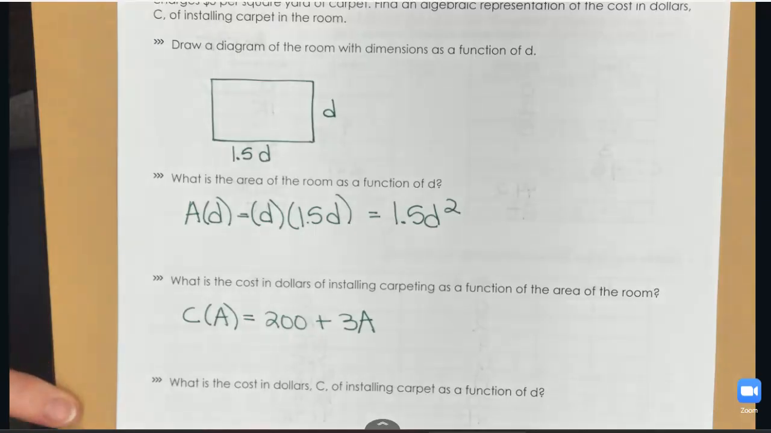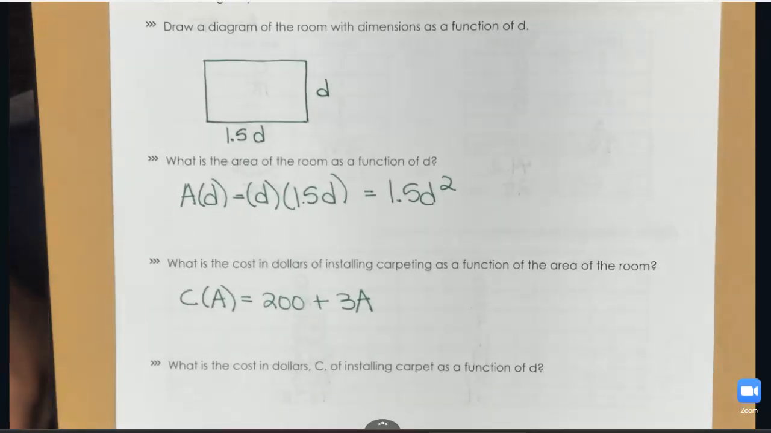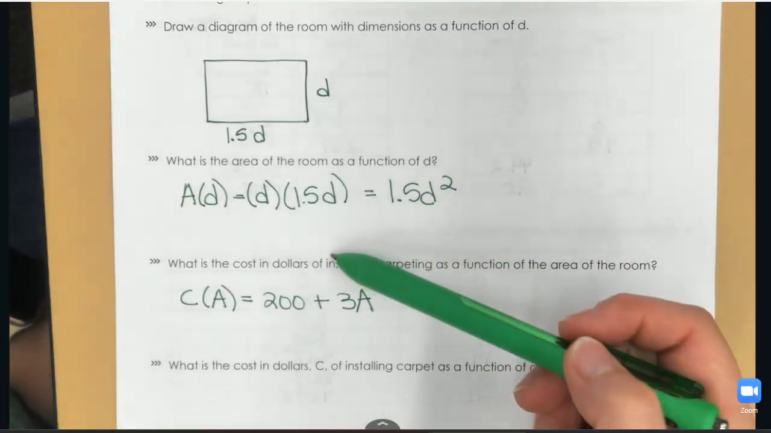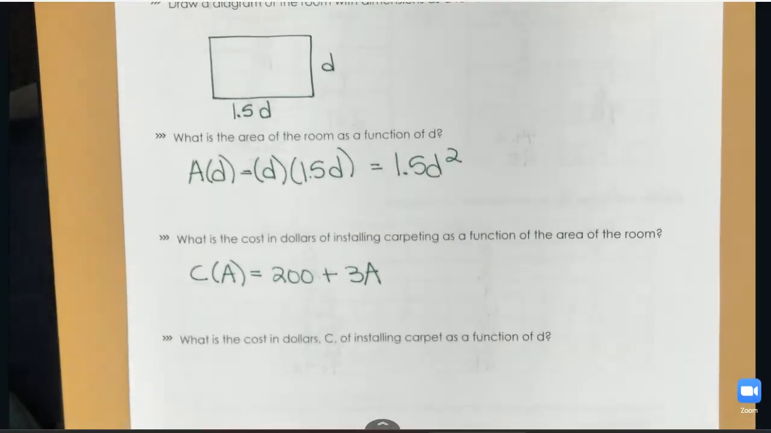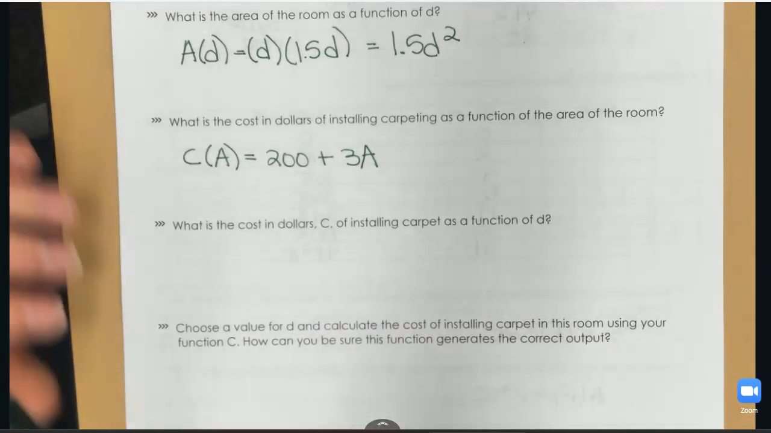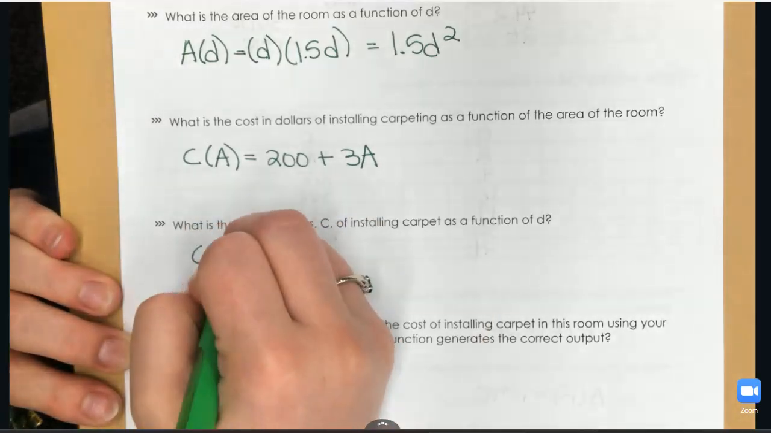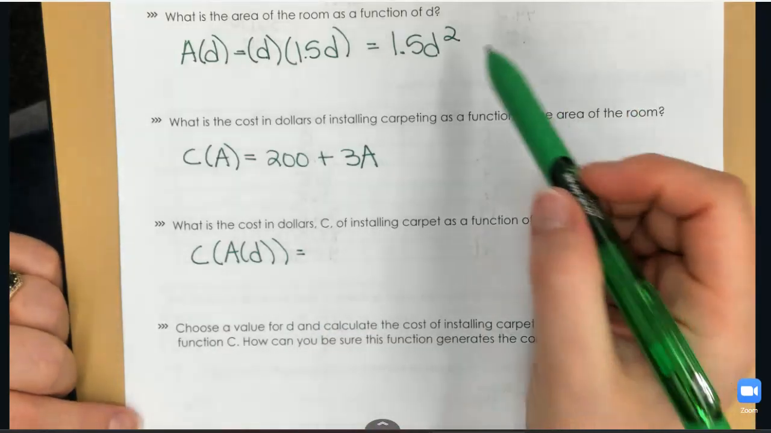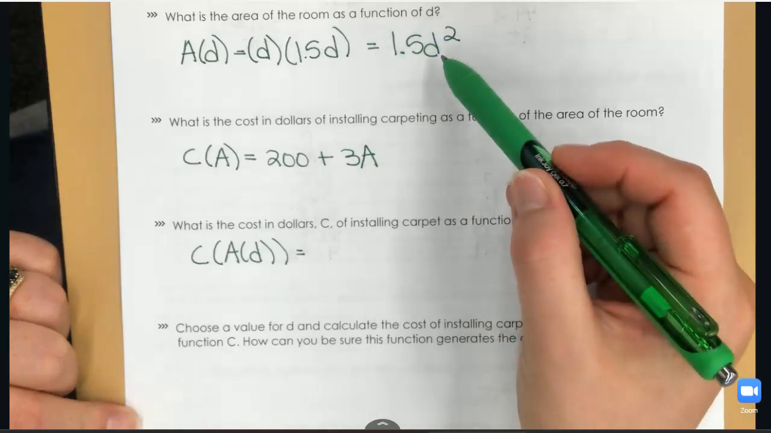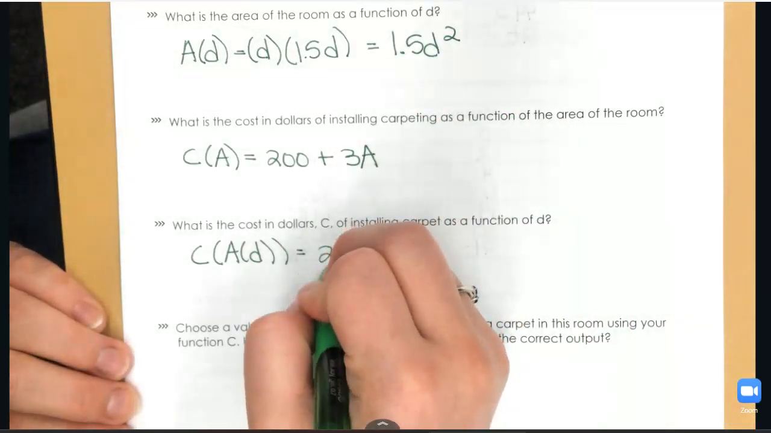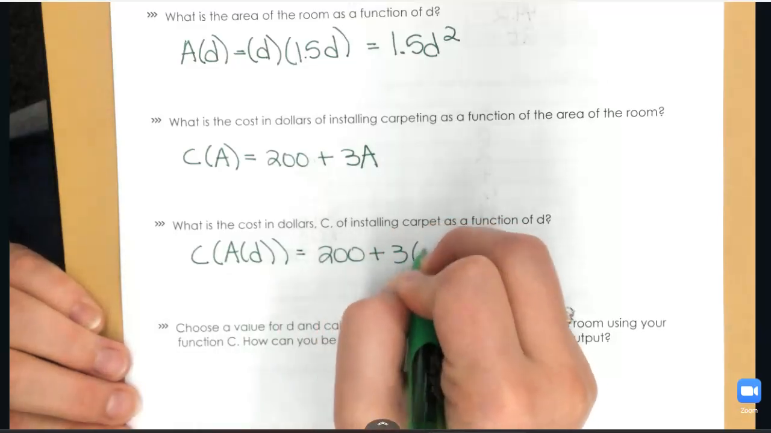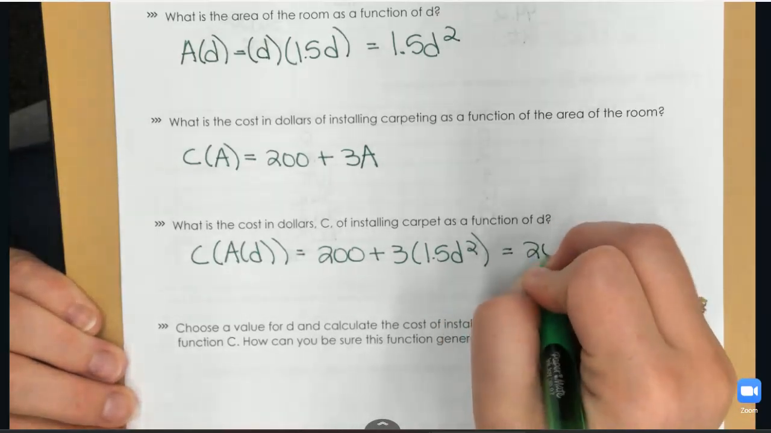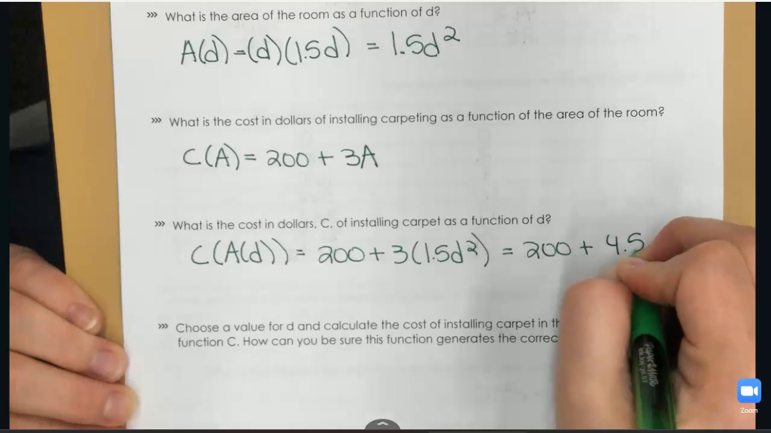So what is the cost in dollars C of installing carpet as a function of D? Well, if I knew what D was, I could calculate the area and then use that area to calculate the cost, or I can use composition and create a function for the cost in terms of the dimension D. So what I'm going to do is compose and substitute 1.5 D squared in place of A here. So 200 plus 3 times 1.5 D squared. When I distribute, what that gives me is 200 plus 4.5 D squared.